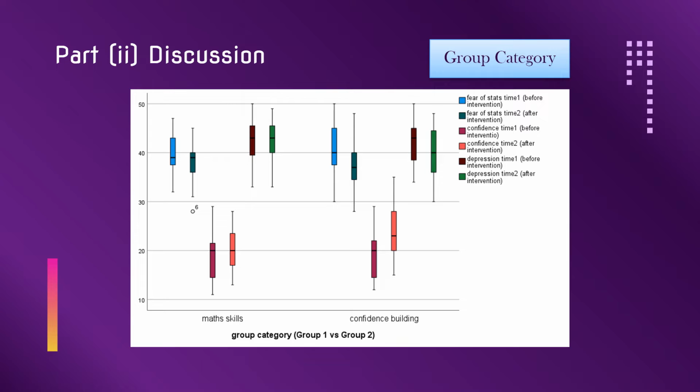Now, going to depression time, we see that overall the range of the values after is much lower compared to the ones before. However, again, we compare by the position of the box plot and the value of the median. We say that confidence building is the better intervention method.